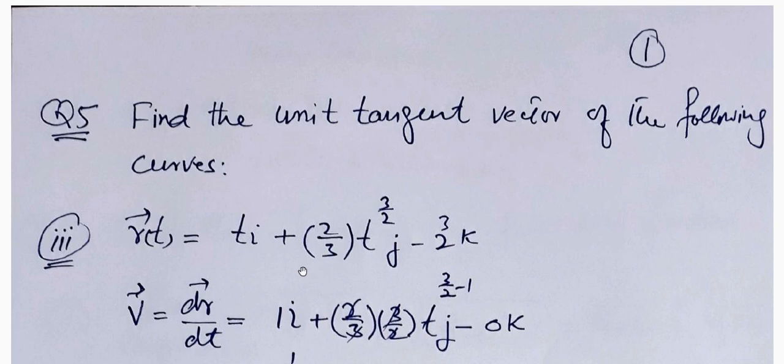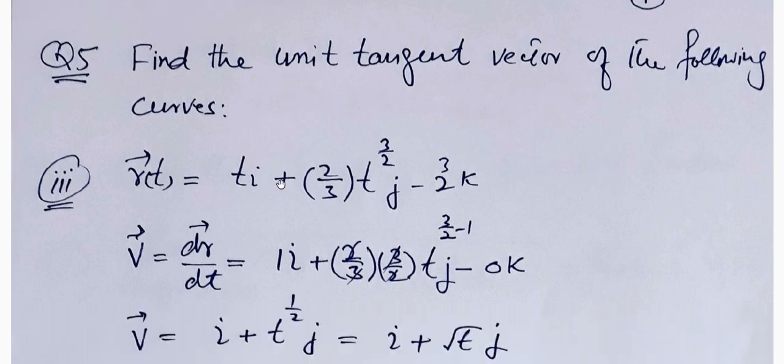Maybe you have also done the homework. Last time I asked some questions for homework, and one of the students was asking if I can solve one more question. So now I am solving one more question. That is question number 5: find the unit tangent vector of the following curves.